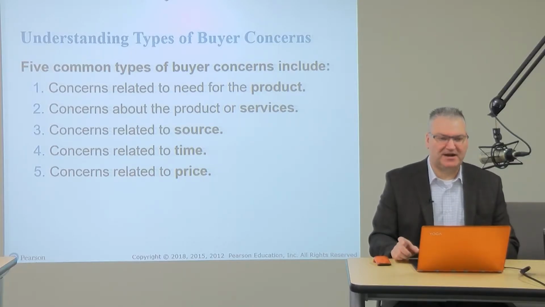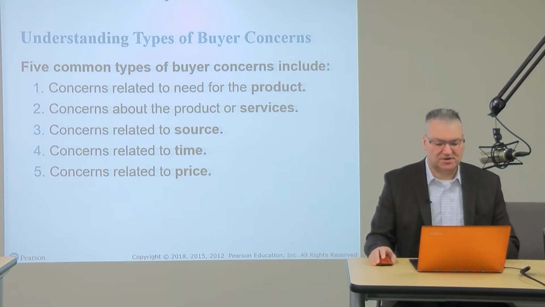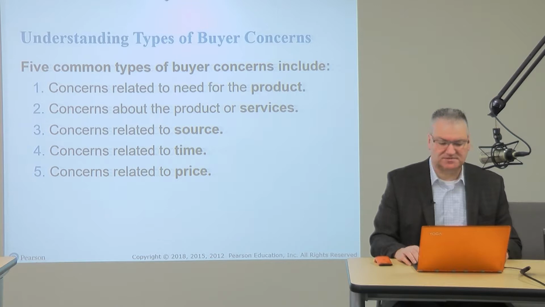Understanding types of buyer concerns. There are 5 common types of buyer concerns. They're concerns related to the product, related to the service, related to source, related to time, and related to price. We saw that back in that negotiation example with the olives. So there are different types of buyer concerns.